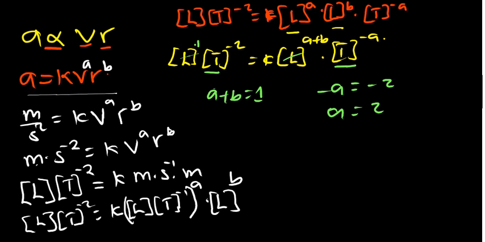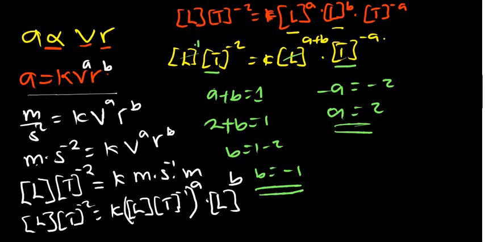Okay, cool. So if A is 2, what is the value of B? If 2 plus B is equal to 1, meaning B is going to be equal to 1 minus 2, which is B equal to negative 1. So we have found the values of A and B. We are supposed to come back to the original equation and plug in the values.